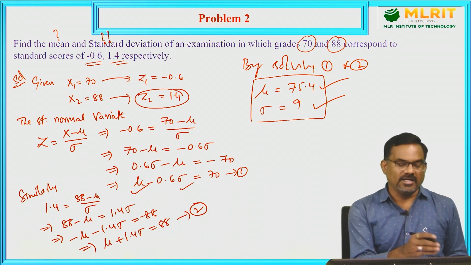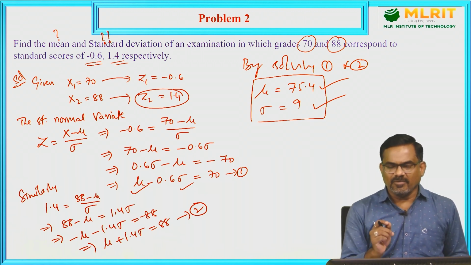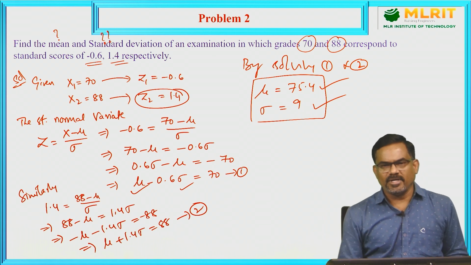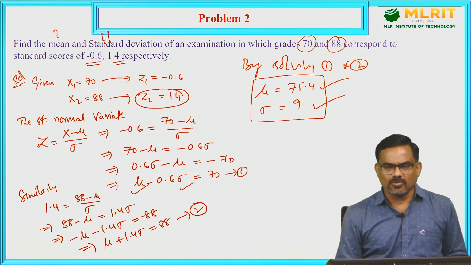We need to calculate x in the reverse way, where mu and sigma will be given in the problem. So that means if the value of z is given, finding the probability. Similarly, if the probability is given in the reverse way, we need to calculate the values of z also.